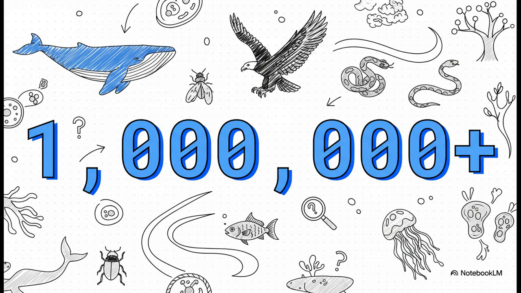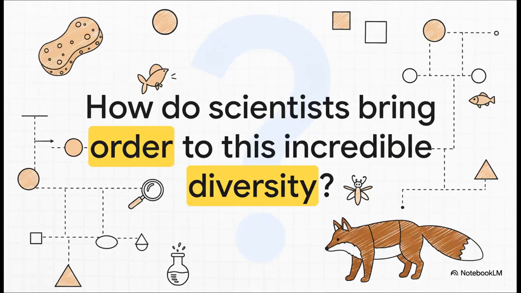Our planet is absolutely teeming with animals. So far, scientists have identified and named over 1 million different species. And get this, that number is always climbing as we find new ones. It's incredible. So you're a biologist and you're faced with this monumental filing challenge. Where do you even start?